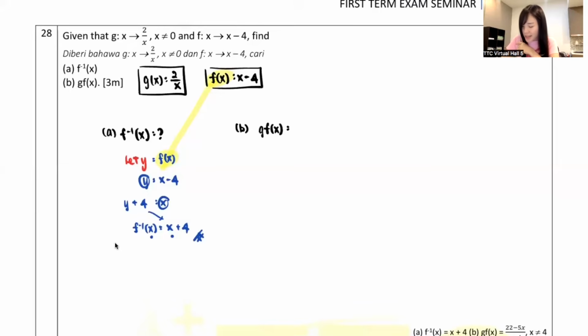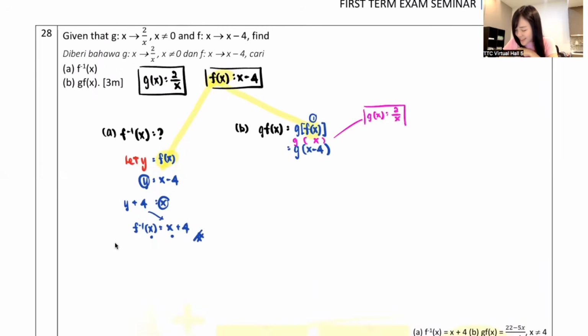B, identify what? GFX. This one same lah. All of you, I think you know lah. Your first step is separate it, because you cross one by one. Always cross the inside first. The inside is what? Fx. Fx is what? X minus 4. Until here, can you open? Cannot. This one full name called Gx. Gx equation is 2 over x. And now the question wants to find Gx minus 4.